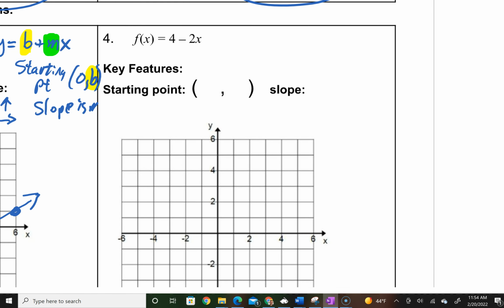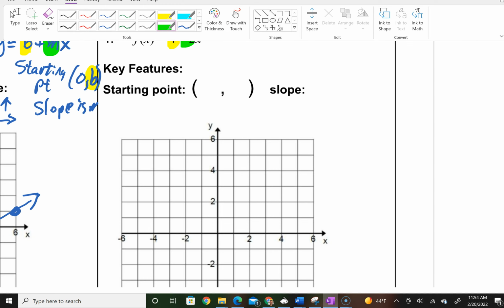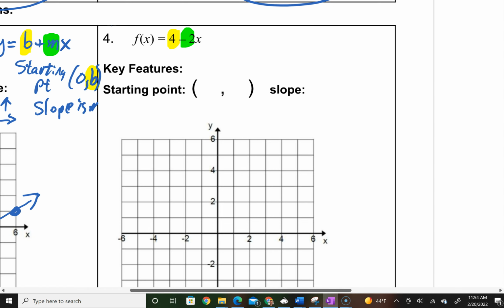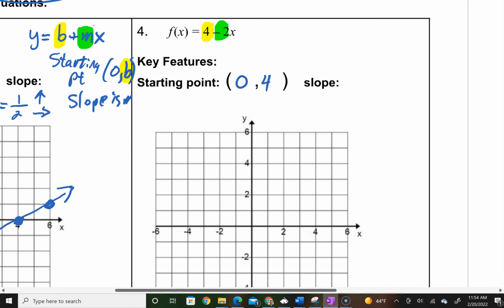You can hopefully see rather quickly that likewise we have our information embedded in the equation. The number without an x is the 4, so that's our starting point. You can see even up in this left-hand corner, that's 0, 4. Our slope is going to be -2. I'm going to put that as -2 over 1.